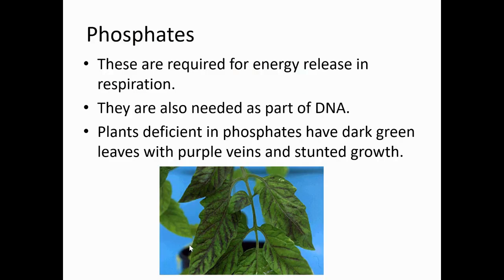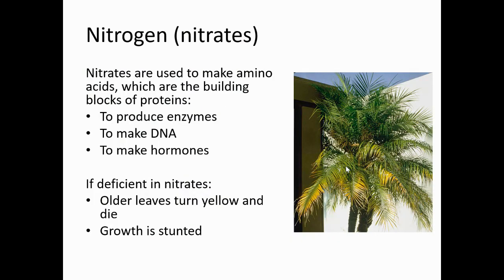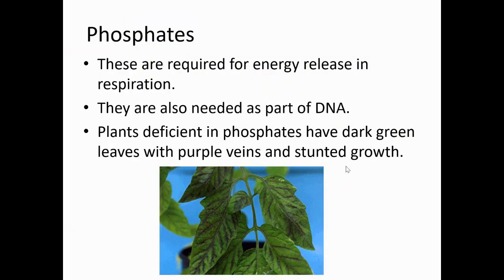And phosphates. These are required for energy release and respiration. They are also needed as part of DNA. And the plants deficient in phosphate have dark green leaves this time, with purple veins and stunted growth. So pretty much all of the symptoms are stunted growth, or can't grow properly.